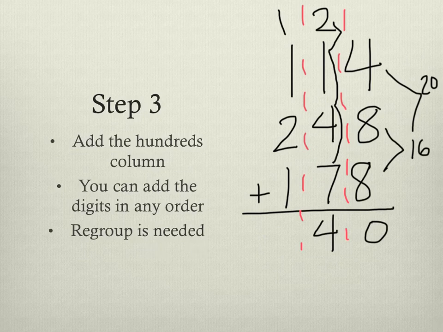So I'm going to start up here, and these are easy to add, so let's do those first. 1 and 1 is 2, plus 2 more is 4, plus 1 more is 5. So my answer is 5, and I do not need to regroup. We just added 3 3-digit numbers. Way to go.